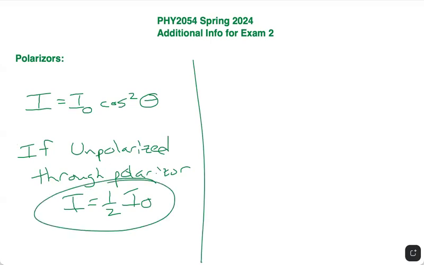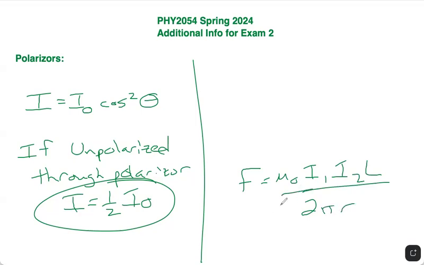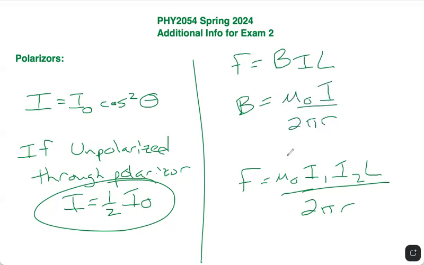Next up, I want to talk about this equation: force equals mu naught I1 I2 L over 2 pi R. Where did this one come from? Well, you have force of a current carrying wire, BIL, and then you have the magnetic field around a current carrying wire, mu naught I over 2 pi R. So what happens is if we have two wires, as an extra side note, wires with current going in the same direction have opposite magnetic fields in between them, which means that these two wires would have an attractive force. You have to know that as well.